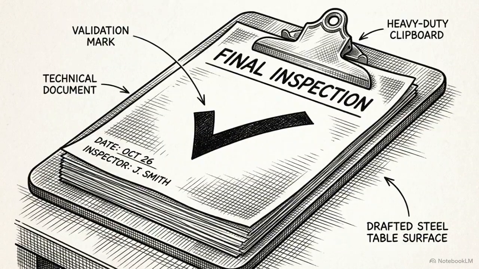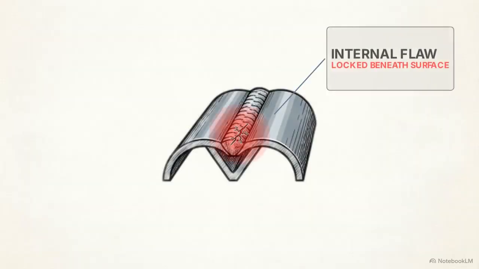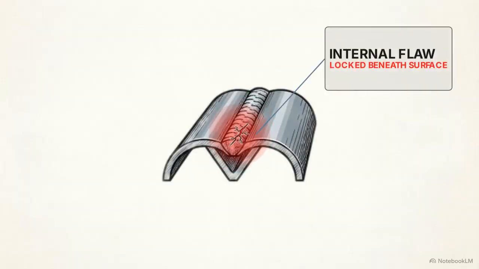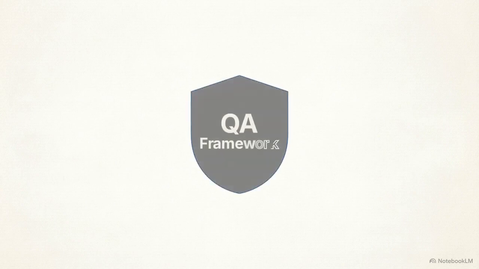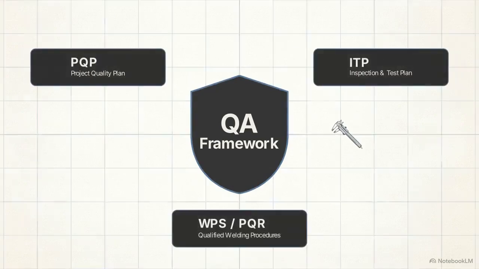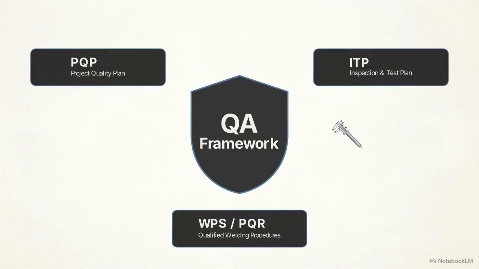A common misconception in industrial construction is that a final inspection guarantees a safe product. But quality cannot be inspected into a weld after it is finished. By the time a defect is found on the shop floor, the failure has already occurred. To prevent those failures, engineering teams rely on quality assurance, or QA. This is the proactive, preventative framework established long before the first piece of steel is cut.